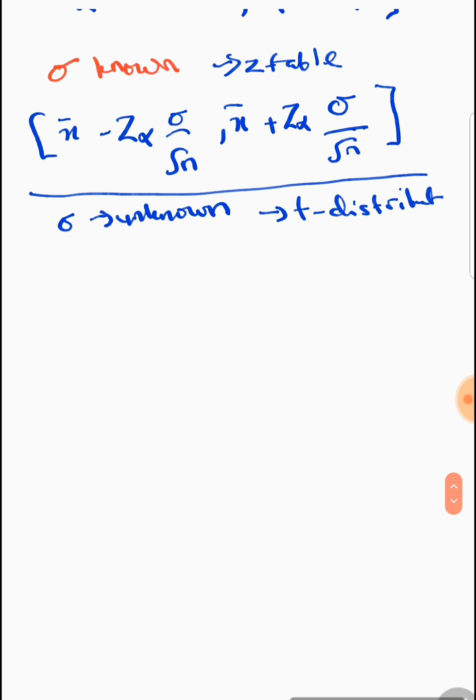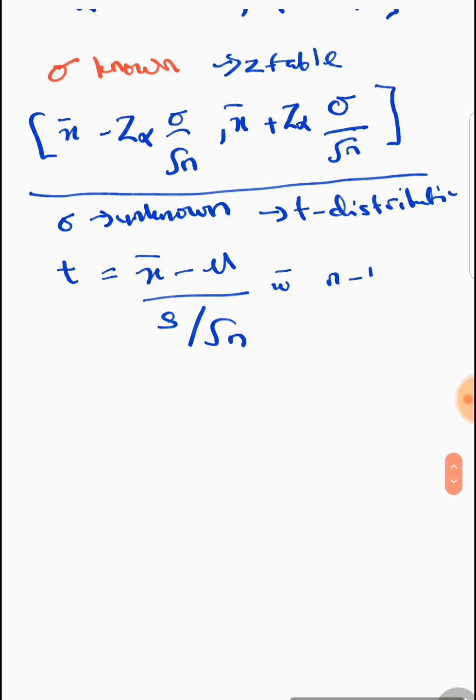And from the formula, you will see that it's actually just the same. So how we represent it would be t equals x bar minus mu over s over square root of n, with n minus 1 degrees of freedom. That's just the representation of the t distribution. And instead of your z table, which is this formula that you use when sigma is known, when it is unknown, you just use this one here.